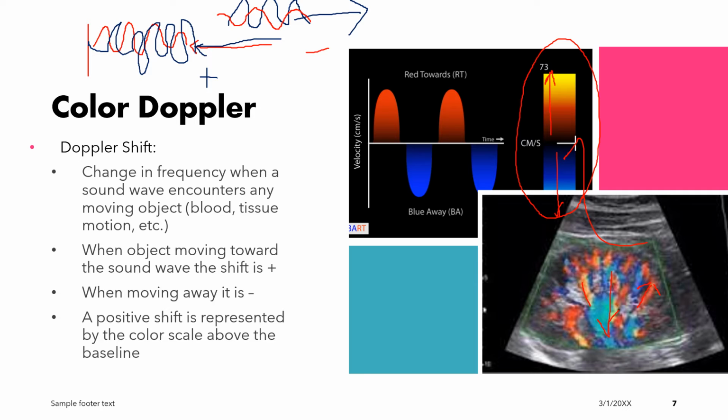That doesn't always have to be the case. There are controls on every machine that allow you to invert that color scale, where you can make it look blue toward the transducer and red away. But the standard practice, or usually the starting point, is red toward, blue away.